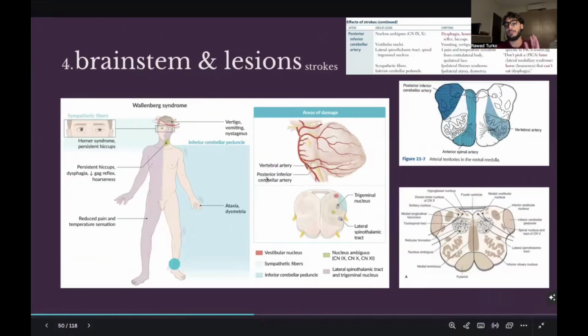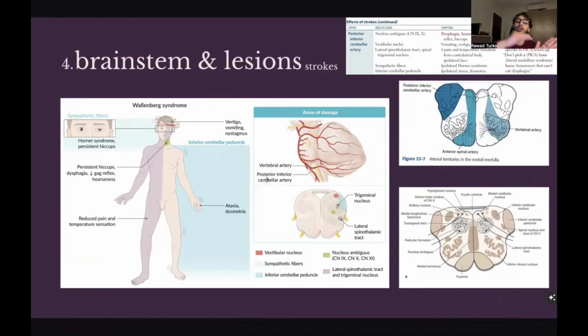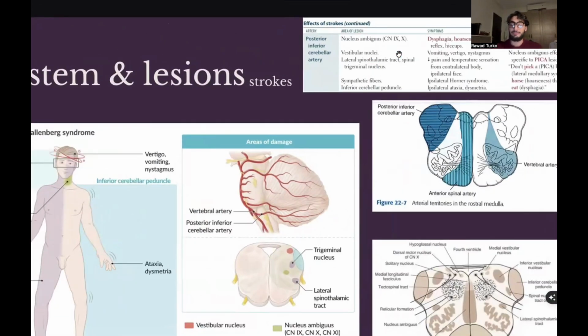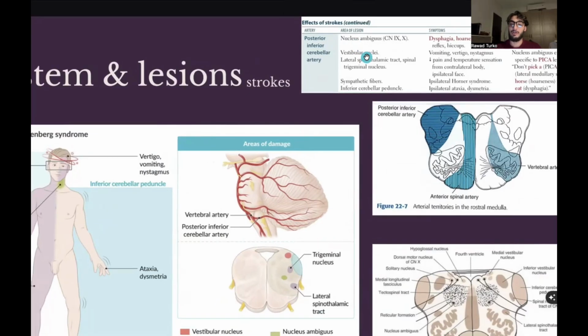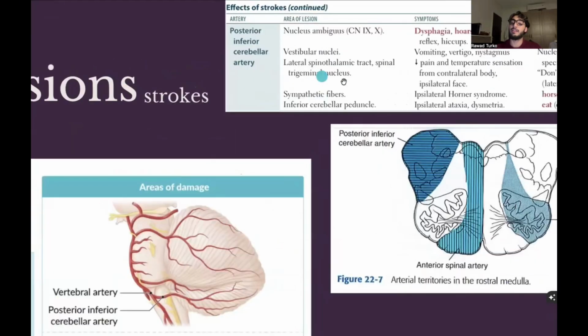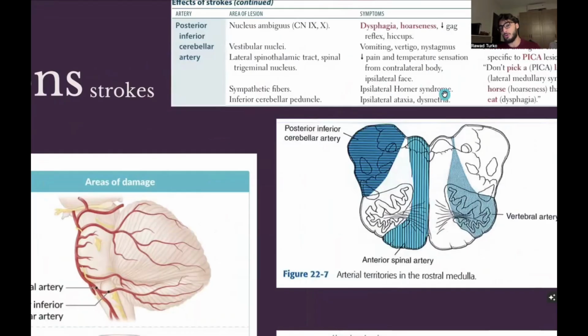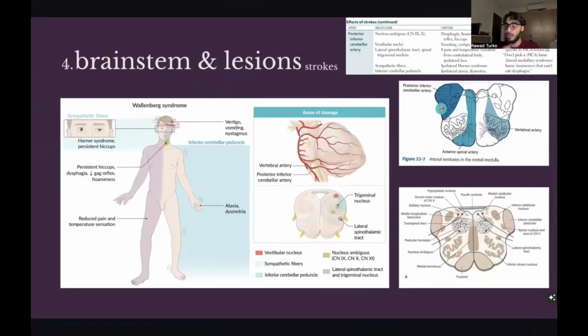That's because, again, we mentioned that the spinothalamic tract is going to decussate way down in the spinal cord. So if you have a lesion proximal to it, it's going to be contralateral. Whereas the spinal trigeminal doesn't decussate at that level. All right. And again, you have also the sympathetic fibers in the lateral medulla. So that's going to lead to an ipsilateral Horner syndrome. And because the inferior cerebellar peduncle is also affected, you're going to see ataxia and dysmetria and other cerebellar symptoms.